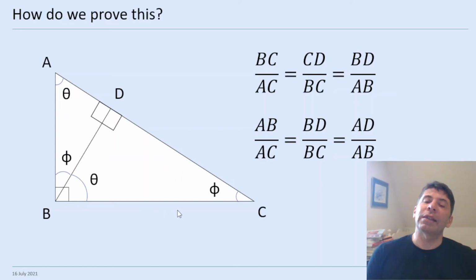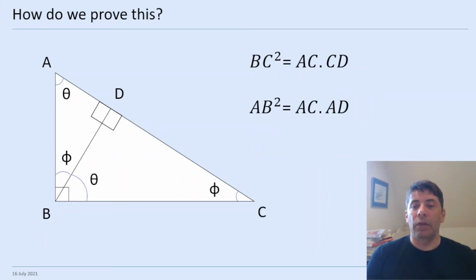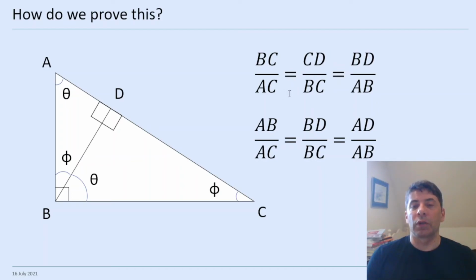And in a similar way, we can look at the side opposite phi and divide by the hypotenuse. So AB over AC. AB is the side opposite phi in the big triangle ABC. AB over AC equals BD over BC equals AD over AB. So AD is opposite phi in the small triangle ABD, and AB is the hypotenuse. So we know that all these ratios are equal.